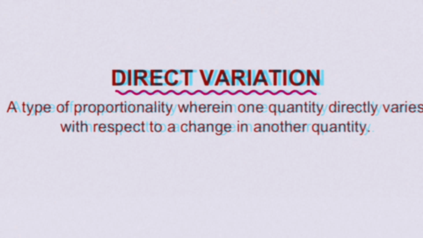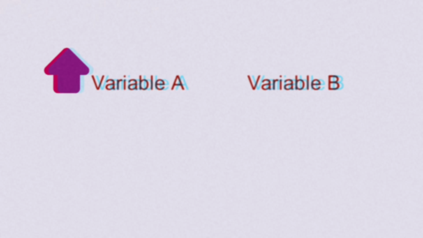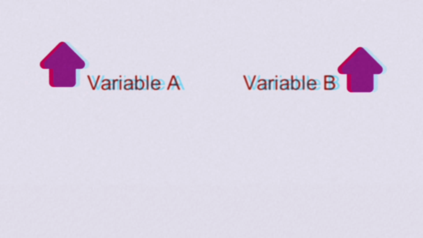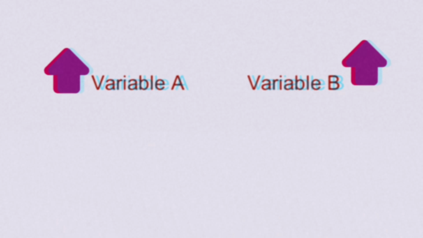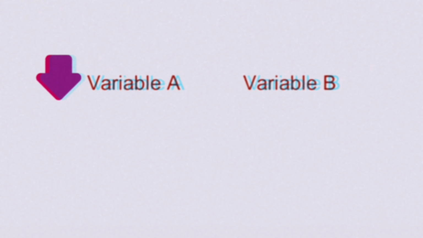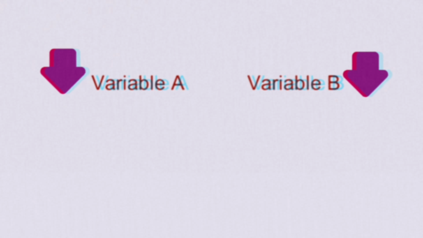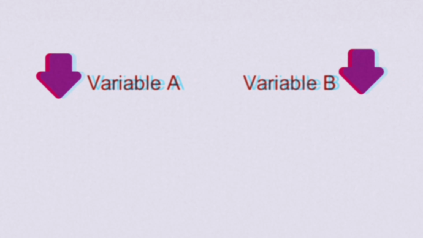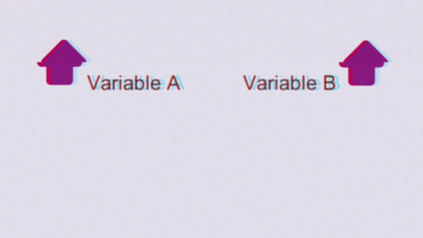To better understand this, let's look at variable A and variable B. For a direct variation, if variable A increases, variable B will also increase. Please notice the direction of the arrow. Both of them are increasing. On the other hand, if variable A decreases, then variable B would also decrease. Again, both of them are going down. For a direct variation, both variables have to increase or both variables have to decrease.